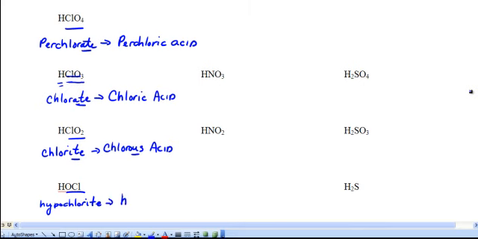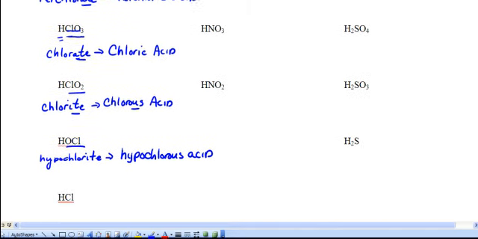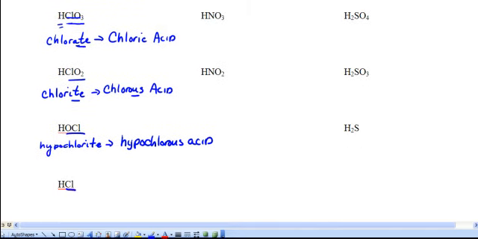Hypochlorite forms hypochlorous acid. So you keep your pers and your hypos. And scrolling down, here you have a monatomic anion. It ends in IDE, so chloride becomes hydrochloric acid. Hydro-blank-ic acid, chloride becomes hydrochloric acid.